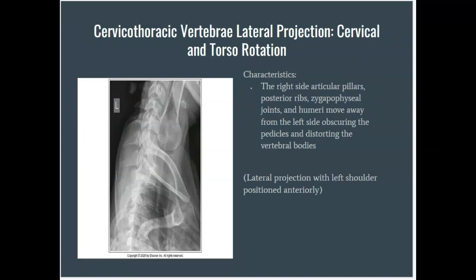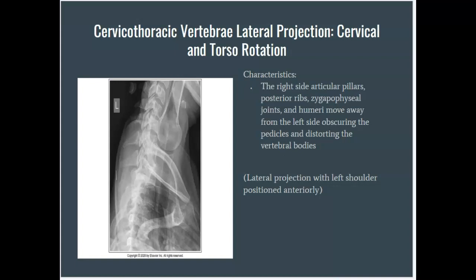So I did want to look at how to determine if there's any rotation in your swimmer's view. In a swimmer's view, cervicothoracic vertebra projection, if there is rotation noted, you will see that the right side articular pillars and posterior ribs, the zygapophyseal joints, and the humeri move away from the left side, obscuring the pedicles and distorting the bodies.